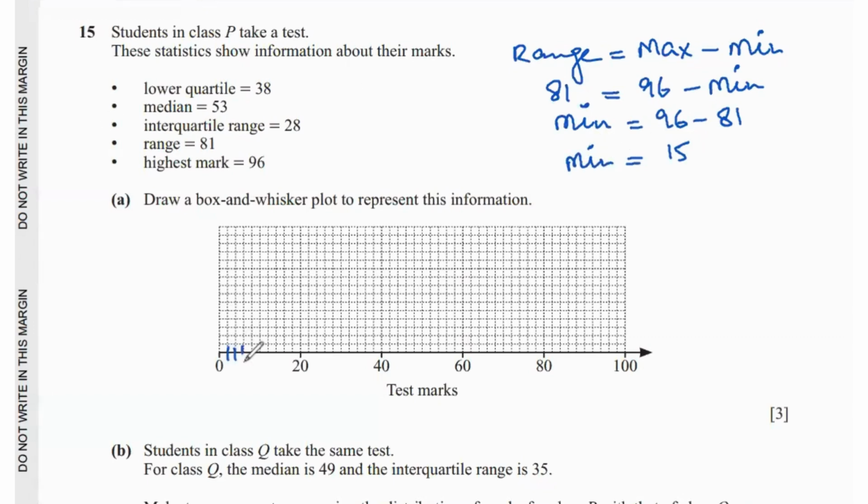Scale, this is 1, 2, 3, 4, 5. So this is 10. Then 1, 2, 3. So 1, 2, 3, 4. So the minimum is going to be 15 over here. Then for maximum it was 96. So if this is 90, 1, 2, 3, 4, 5, this is 90. So 2, 4, 6, this is 96.